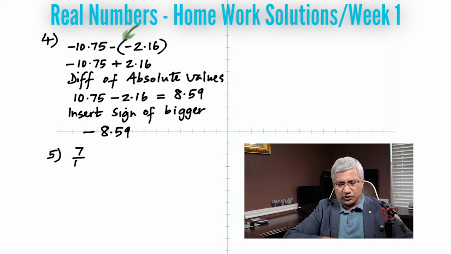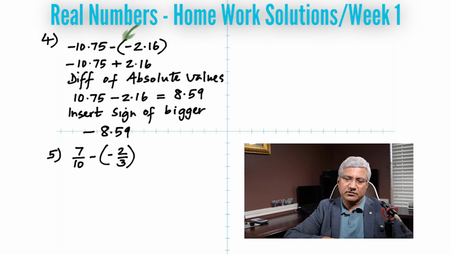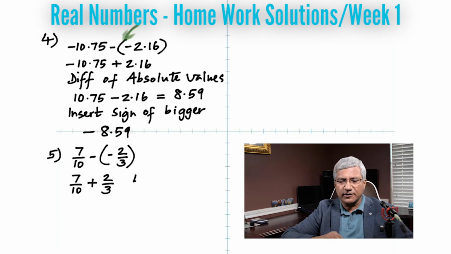Number 5. Now we have 7 by 10 minus 2 by 3. A negative times negative makes it a positive. So that's the first thing. Change the sign to positive. Next we will take the LCM of 10 and 3. The LCM of 10 and 3 is 30. So first you have 7 by 10, and that becomes positive because a negative multiplied with a negative is a positive.